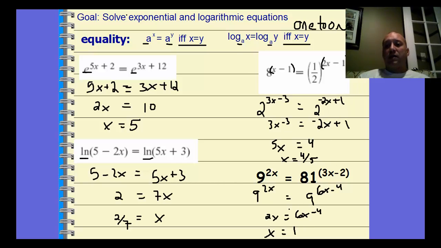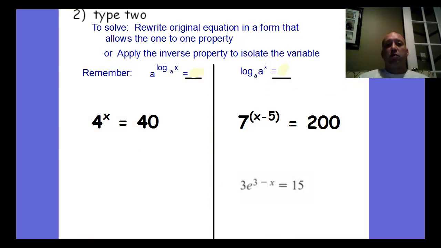If you make the bases the same, then it's going to be a similar solving. To solve, we're using the same steps. We can, one, rewrite the original equation in a format that allows the one-to-one property. That's really type 1. Type 2 is really referring to this, which is apply the inverse property to isolate the variable. So remember that if we have a to the log base a of x, that's just x. And we have log base a of a to the x, that's just x.